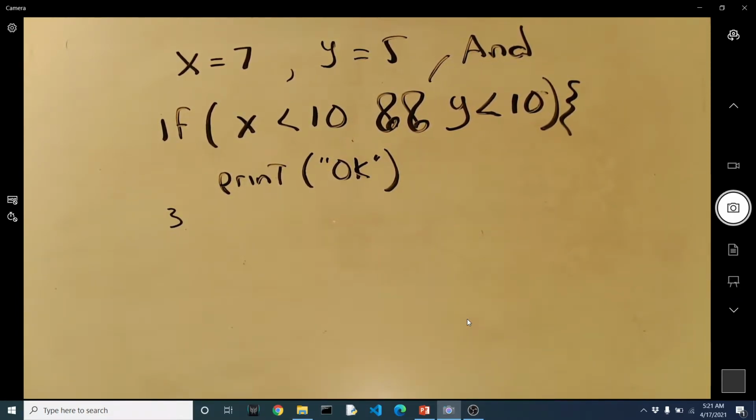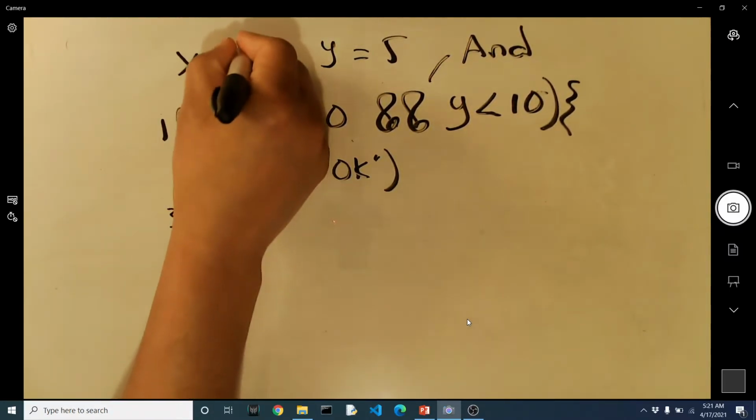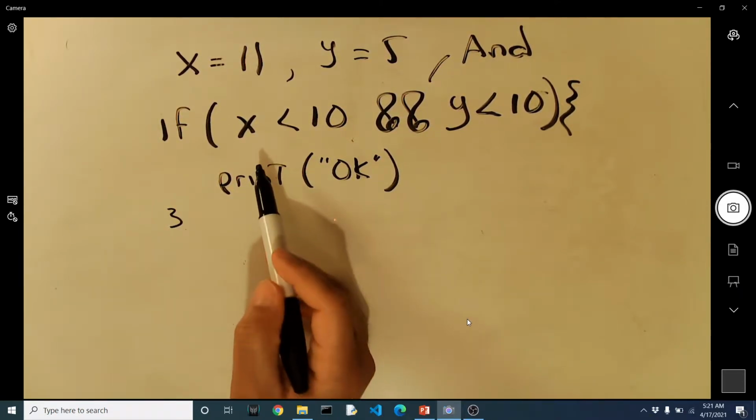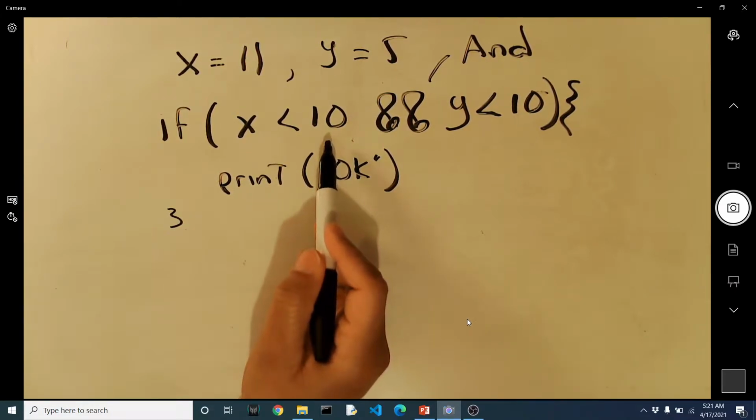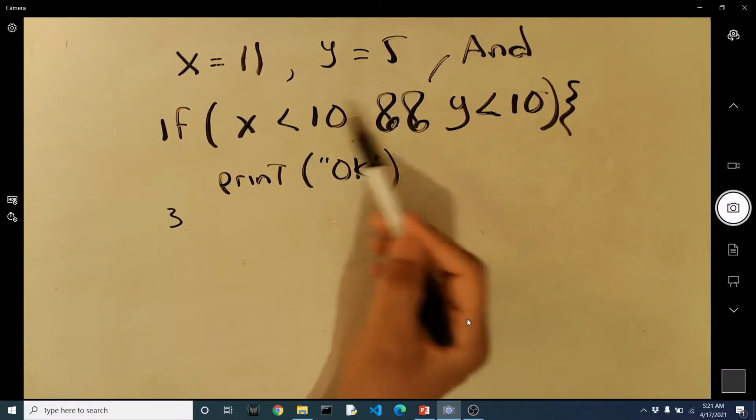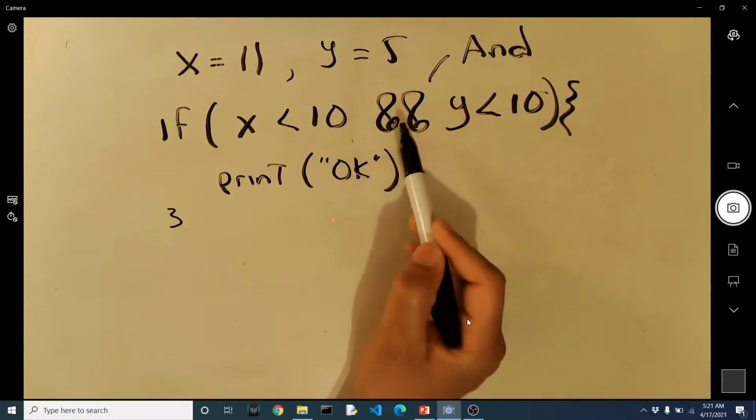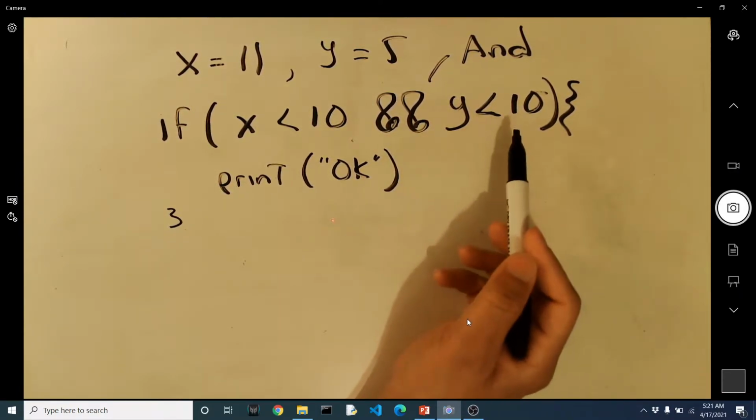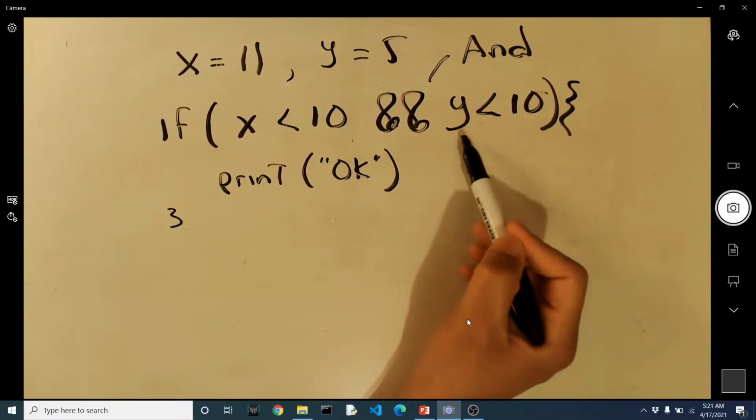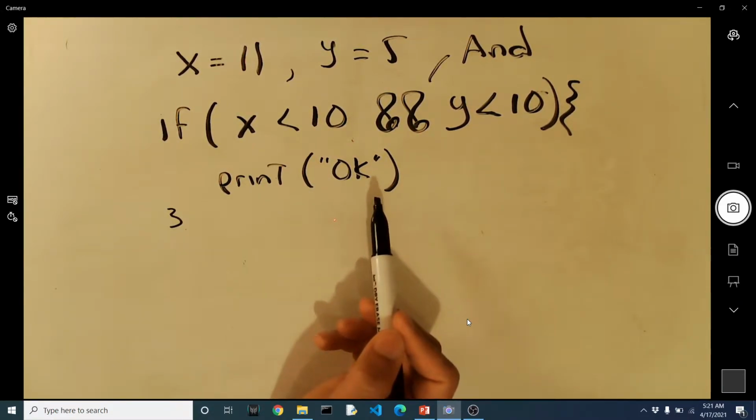Now let's switch around some of our values. Let's make this, let's say, 11. Okay, so now we ask ourselves, is x less than 10? No, it's 11. So at this point, you kind of understand, well, we needed both things to happen. It's like this and that. So it's not enough just to have one side of it, but let's go ahead and check out the other side anyway. So y might be less than 10, but guess what? X is not less than 10, so we won't print this out.